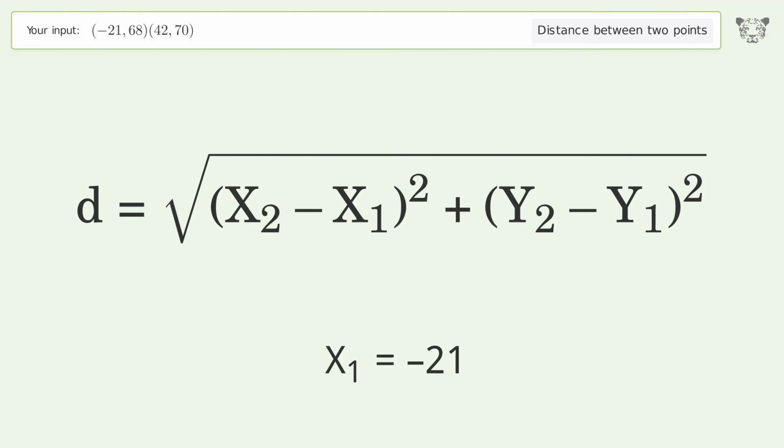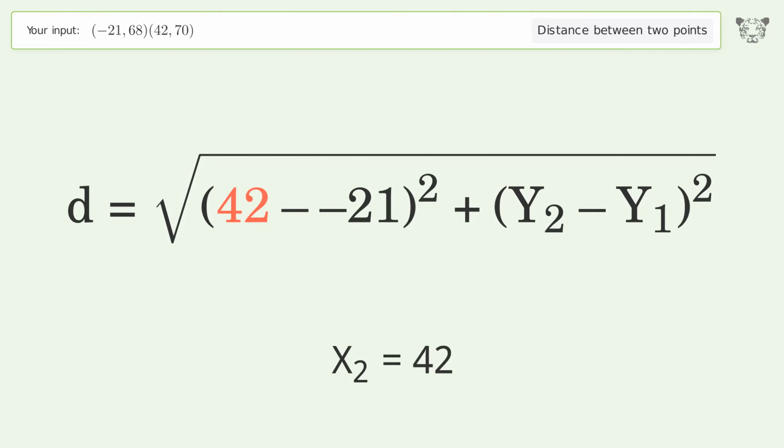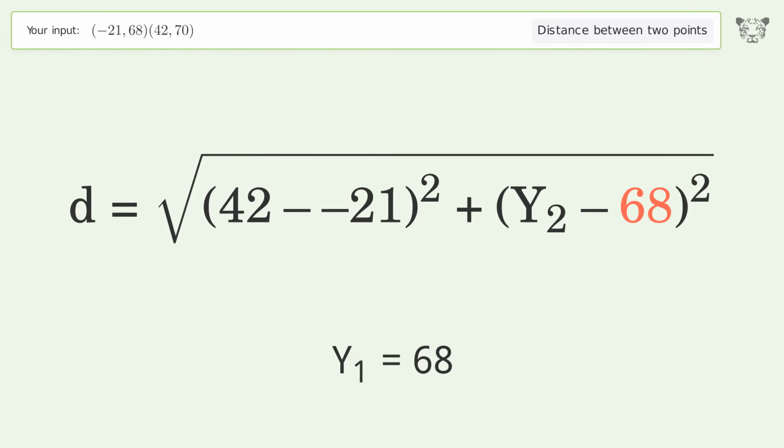x1 equals -21. x2 equals 42. y1 equals 68. y2 equals 70.